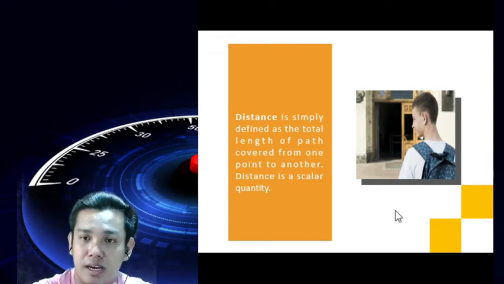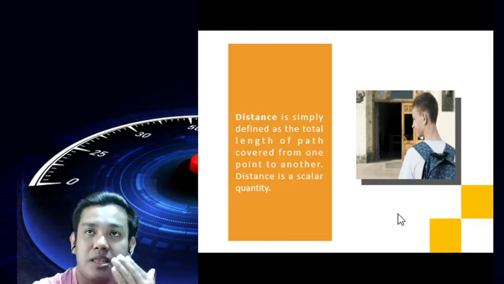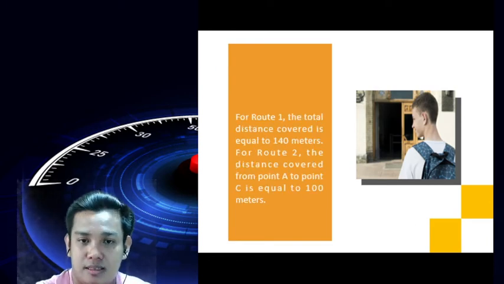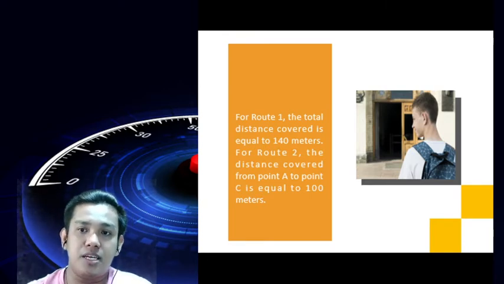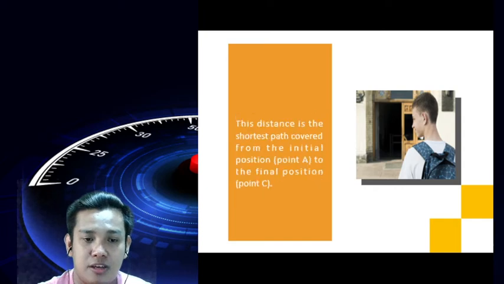Distance without direction is scalar. Vector if it has a direction. Next, for route 1, the total distance covered is equal to 140 meters. For route 2, the distance covered from point A to point C is equal to 100 meters.